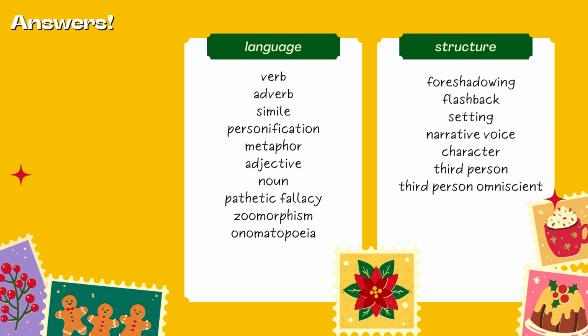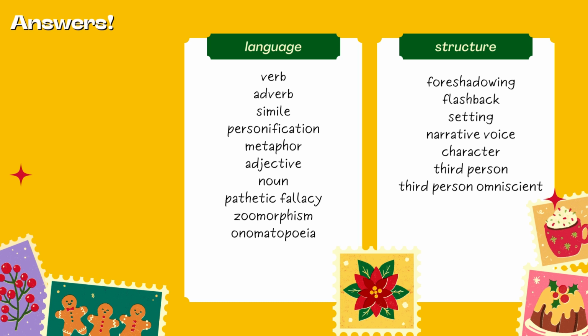Okay, and here are the answers. Did you get these right? So we've got verb, adverb, simile, personification, metaphor, adjective, noun, pathetic fallacy, which is a challenge, and zoomorphism, which is a challenge, and onomatopoeia under language.